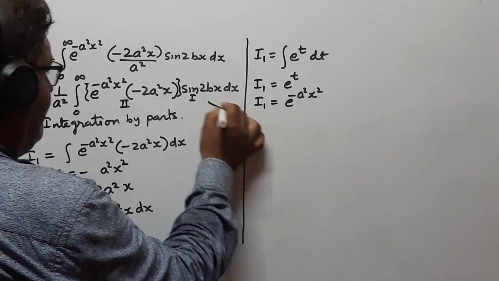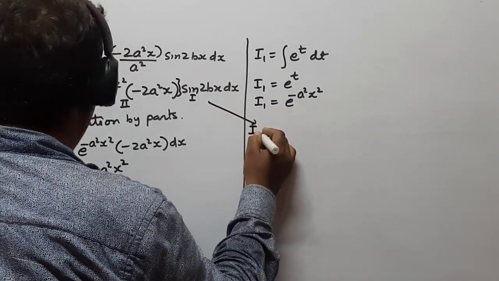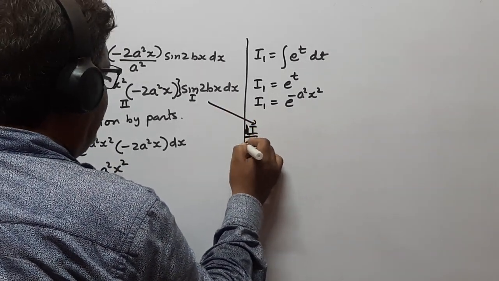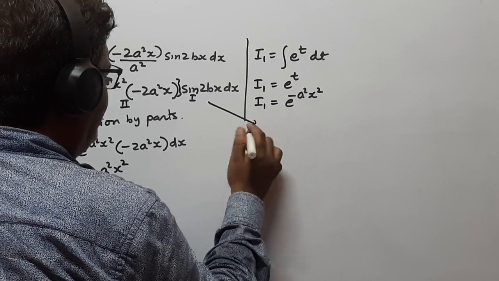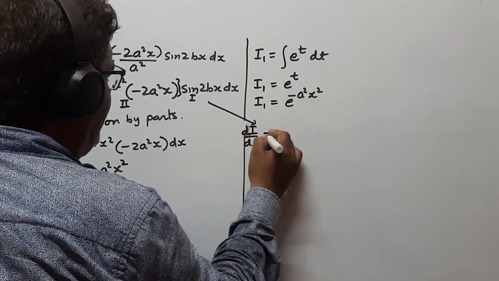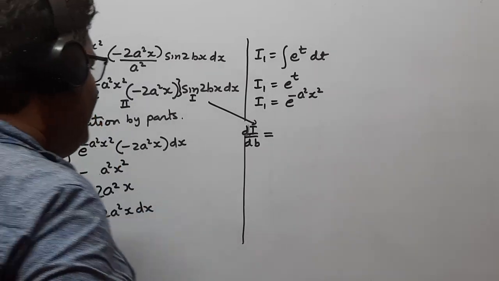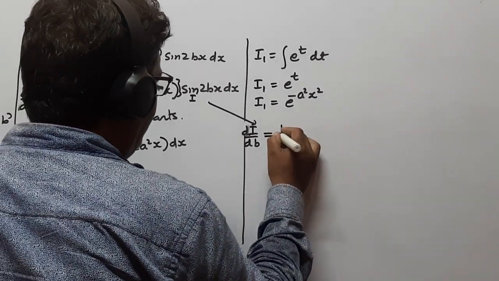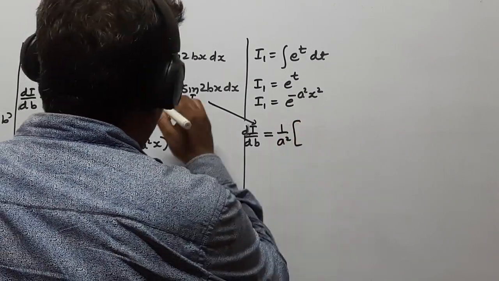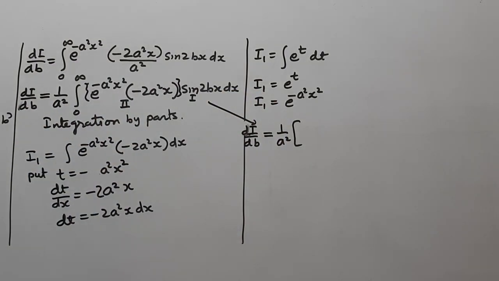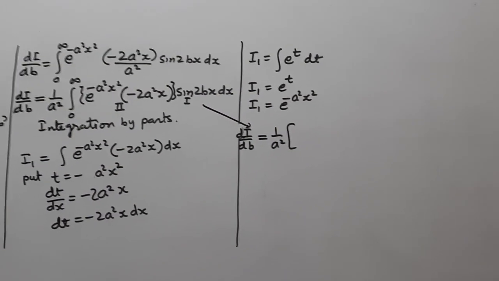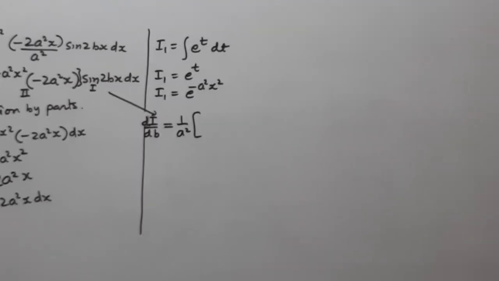Now we use integration by parts, so dI upon db can be written as 1 upon a square, and on the right hand side we use the formula for integration of the product of two functions.